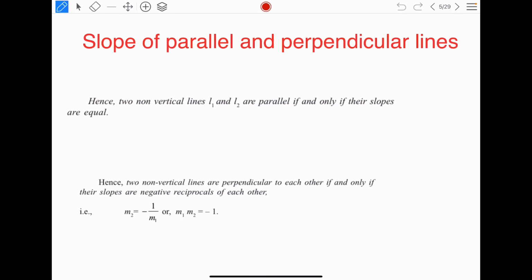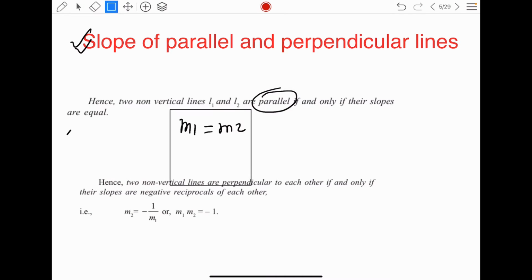Alright. Next, very important: slope of parallel and perpendicular lines. First thing, any two non-vertical lines L1 and L2 are parallel if and only if their slopes are equal. So if lines are parallel, we have to find that the slopes are equal. That means M1 is equal to M2. If the condition M1 is equal to M2 is satisfied, then we can say the lines are parallel.